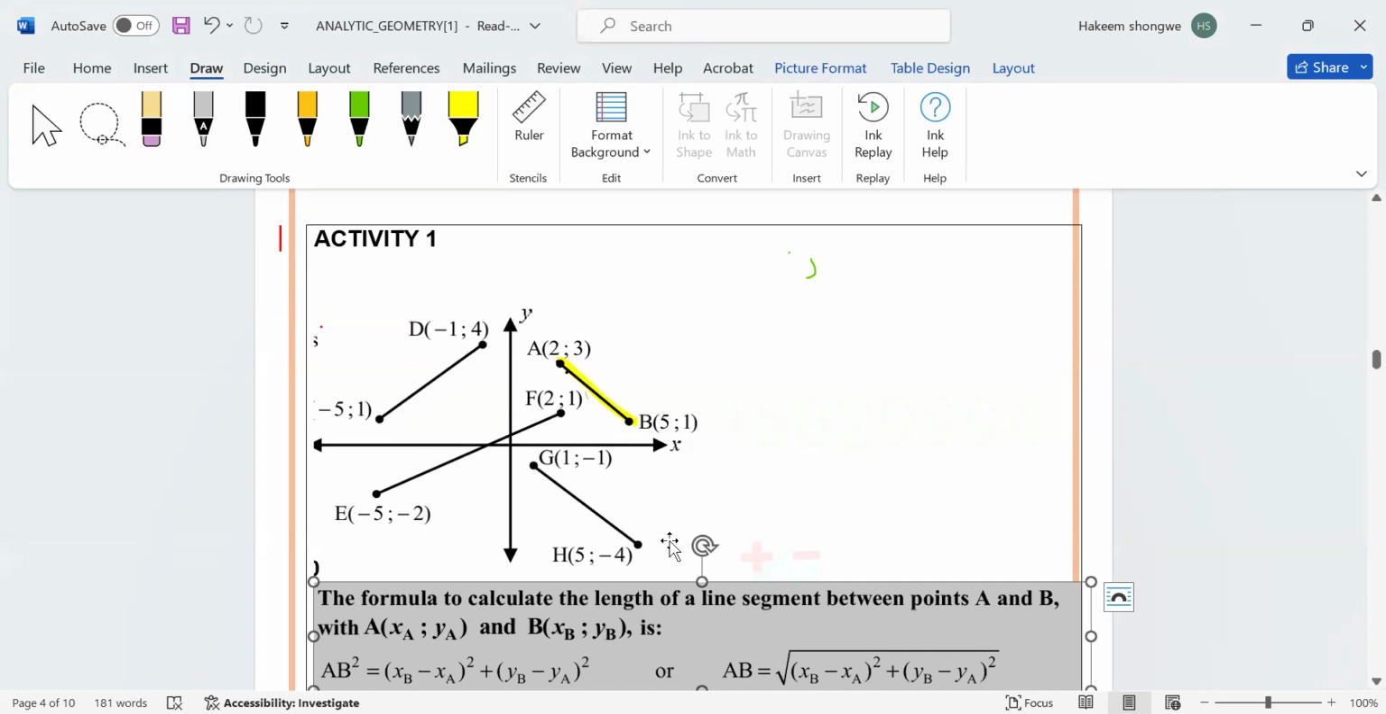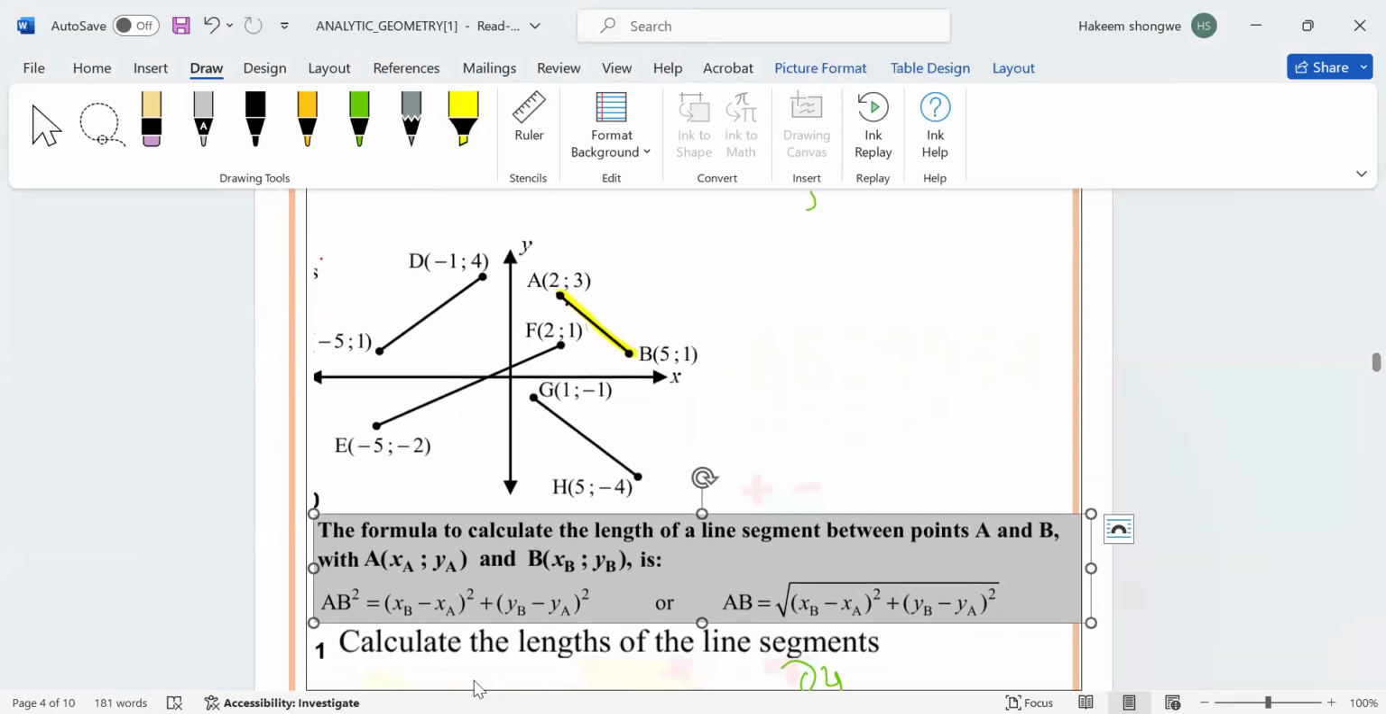And then the formula to calculate the length of a line segment is given by the following. You need two coordinates to calculate the distance. It doesn't necessarily have to be AB, but if a line segment is given with points A and B, then the distance is going to be given as x at B minus x at A all squared, plus y at B minus y at A all squared.